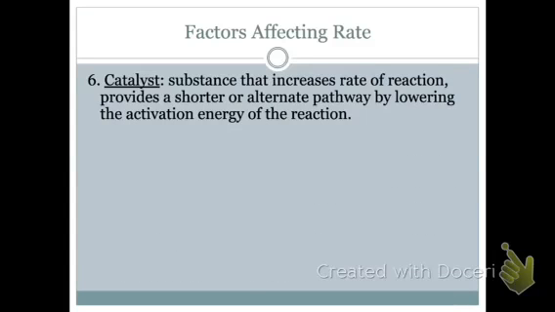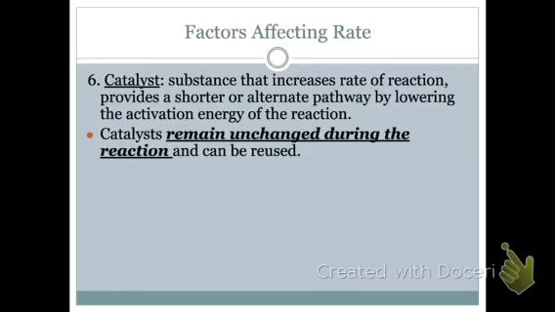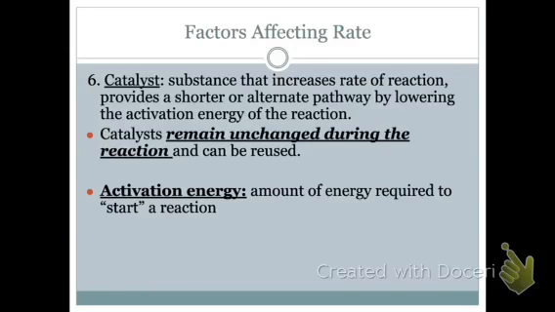A catalyst is a substance that increases the rate of reaction by providing a shorter or alternate pathway, lowering the activation energy of the reaction. Now, it's very important to know that catalysts remain unchanged during the reaction and can be reused. The only time the catalyst is going to affect the reaction is when it's been put into the reaction scenario. The minute that it leaves, its effects stop. Activation energy is the amount of energy required to start a reaction, and that's a review, but it's worth noting.